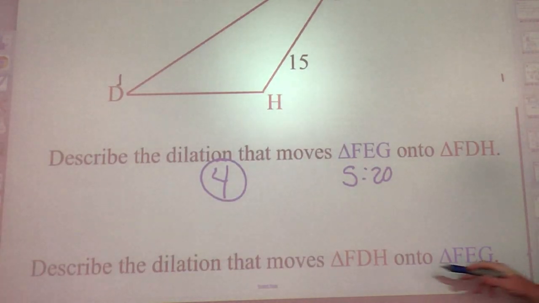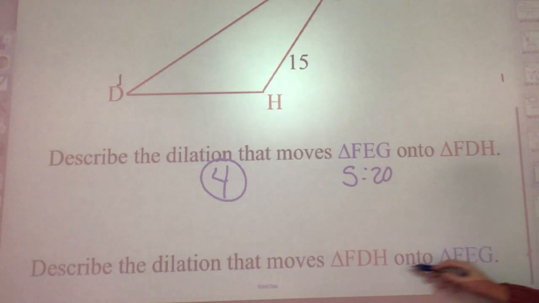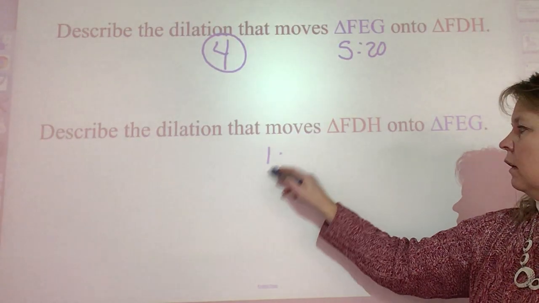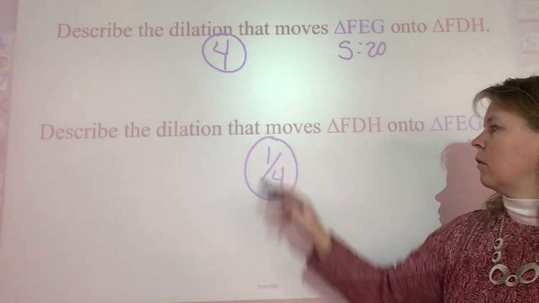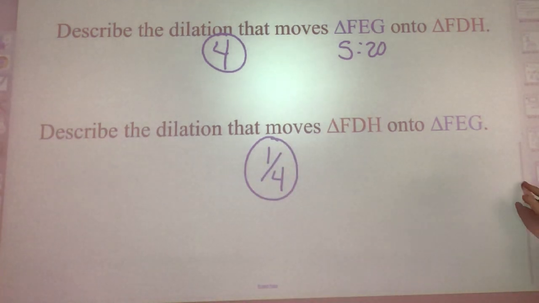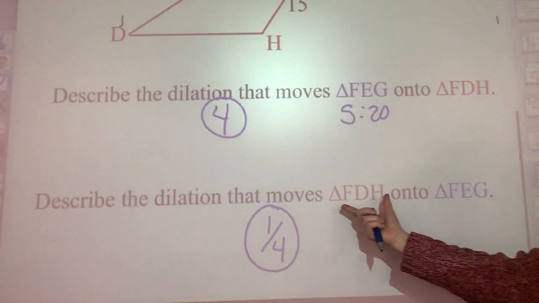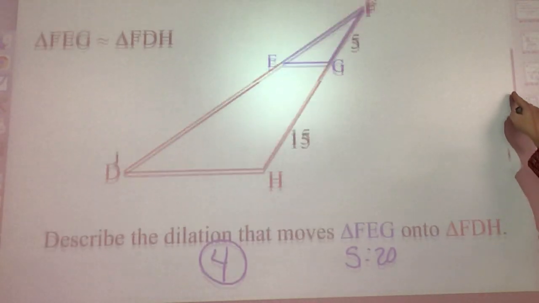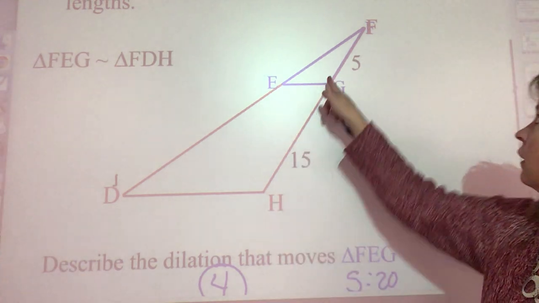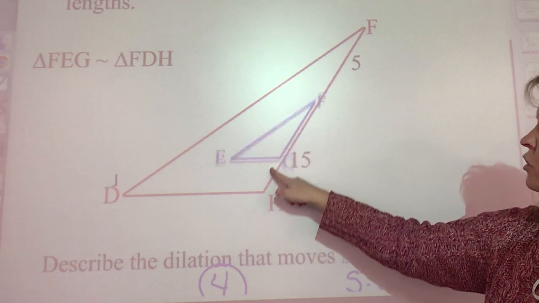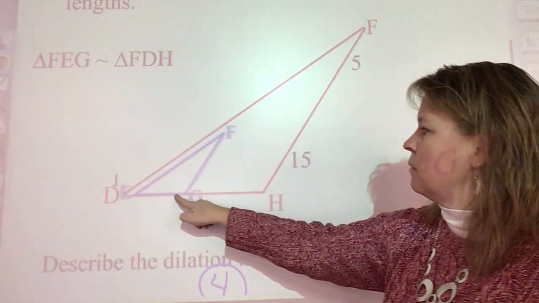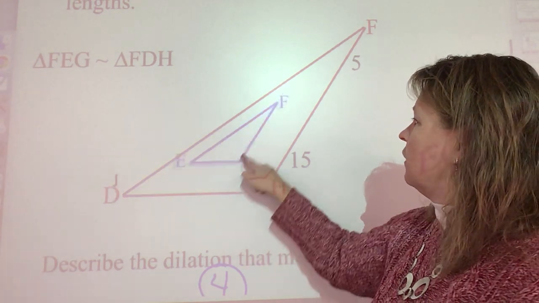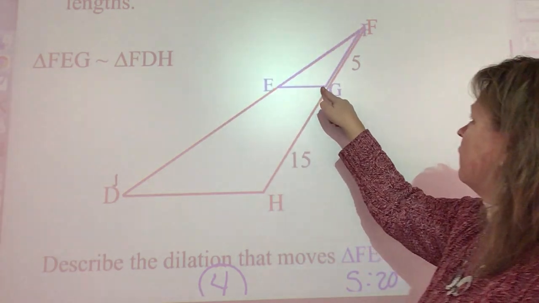Describe the dilation that moves triangle FDH onto triangle FEG. That means it's getting smaller, and it has to be in the same ratio. That would go from 1 to 4. If you took triangle FDH and multiplied it by a 4th, it would shrink down to triangle FEG. Notice angles are the same size, it's just the sides that are changing.